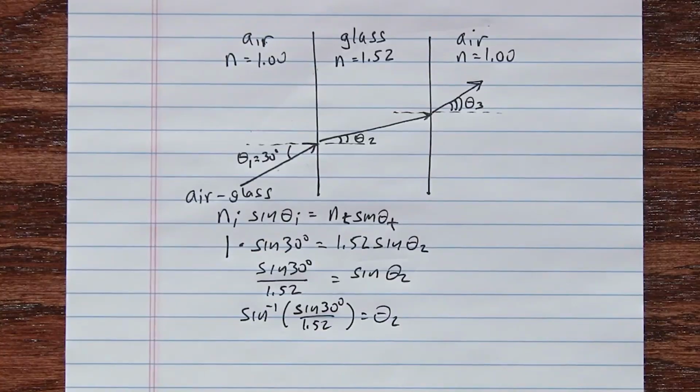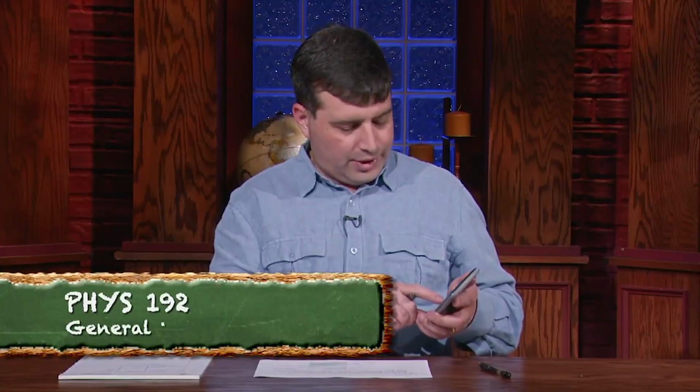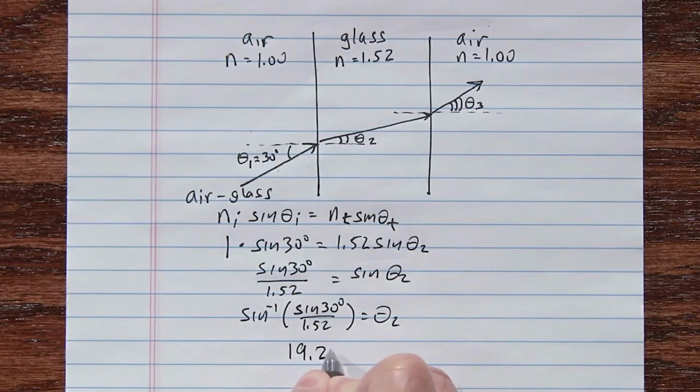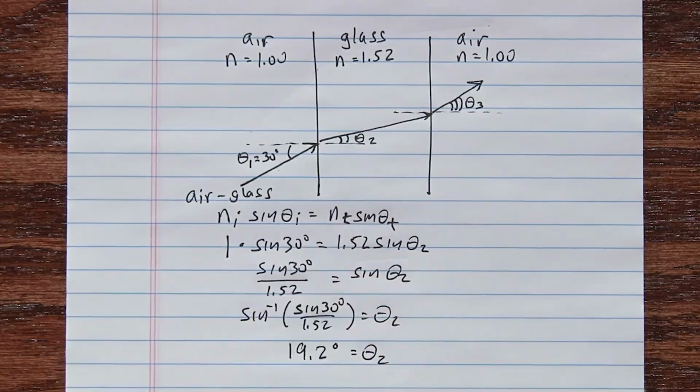So what is theta 2 equal to? We have the inverse sine of the sine of 30 degrees divided by 1.52. And that tells us that theta 2 is equal to 19.2 degrees. So this angle is 19.2 degrees.